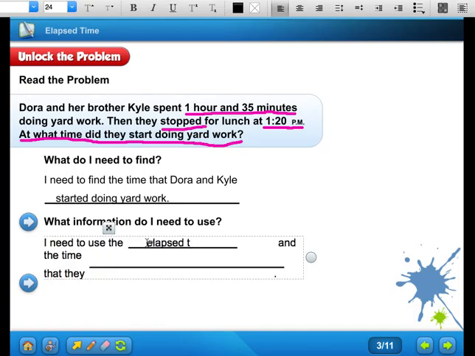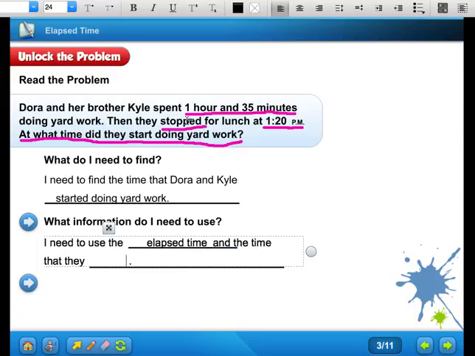Let's fix that. Elapsed time. And I need to know, so the elapsed time is this amount right here. How much time has passed, elapsed.